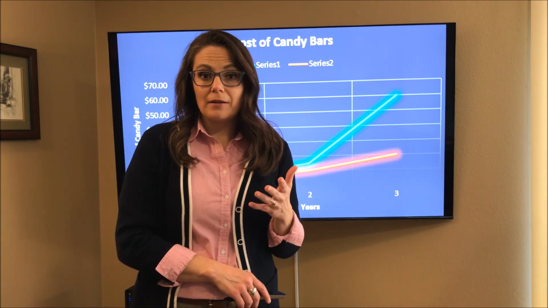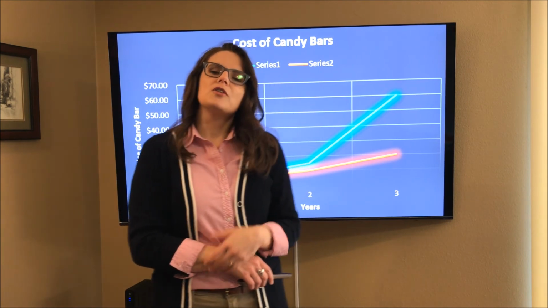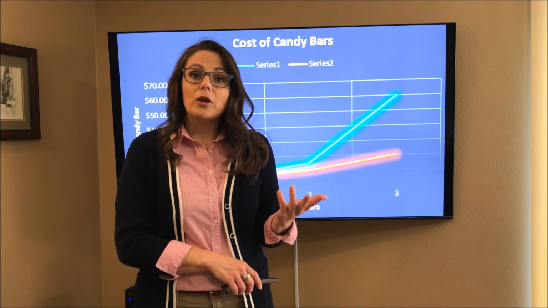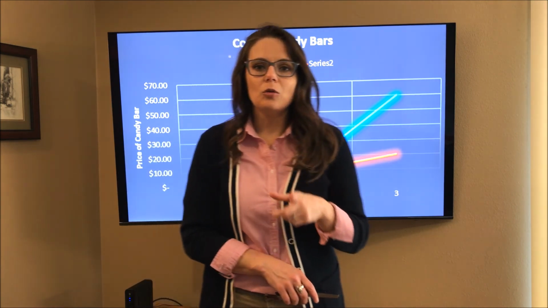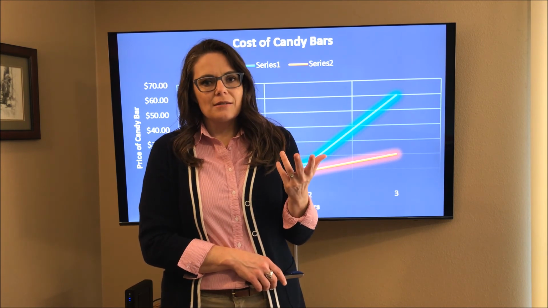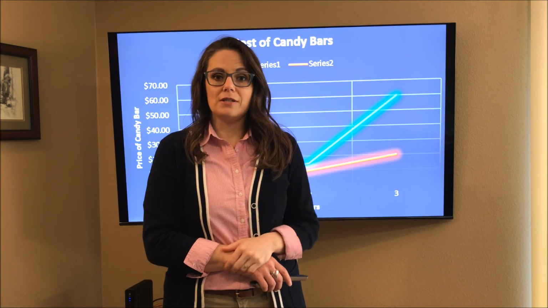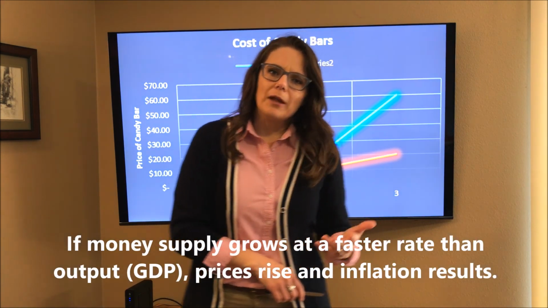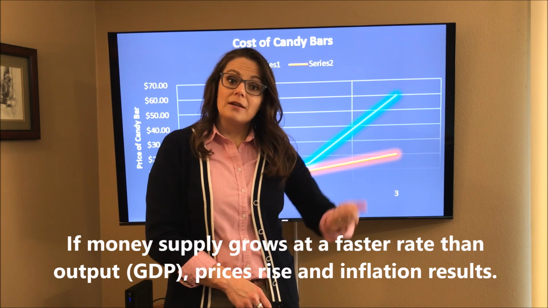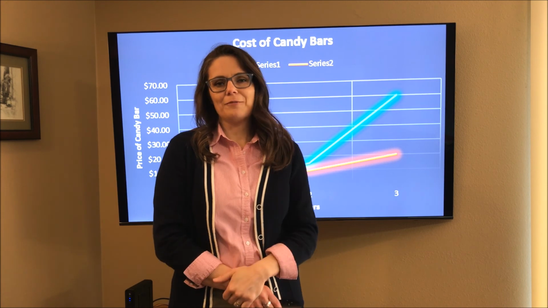But that is not what happened. Instead, our prices went up dramatically. So students might ask the following questions. Why don't you just sell more candy bars? That's a really good question. Because what would that do to the prices? It would keep the prices lower if our supply increased. So if our money supply grows at a faster rate than our output, prices rise and inflation results. There you have it, inflation.